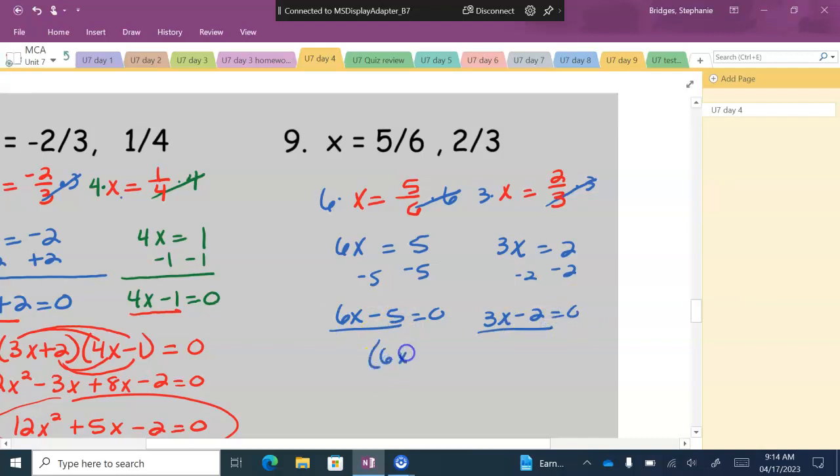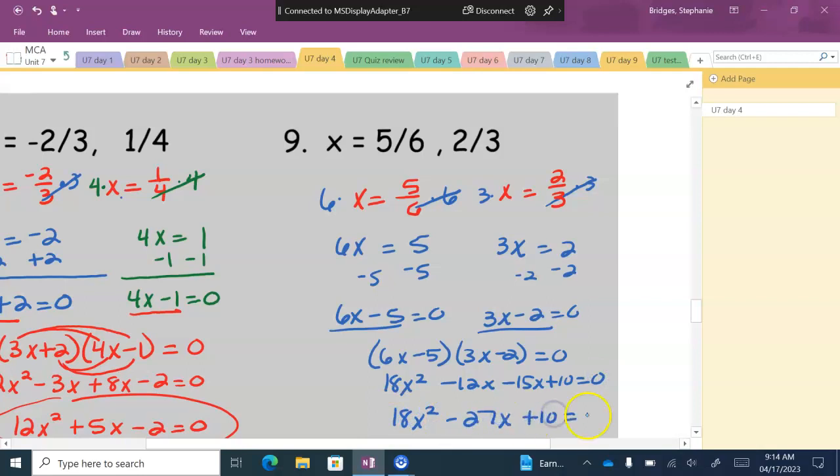All right, so then we just put those in parentheses to FOIL them out to get our polynomial equation in standard form. So I got 18x squared, minus 27x plus 10? Everybody agree with that? Okay, I got one other type of problem to take a look at. Is everybody okay with number 9?